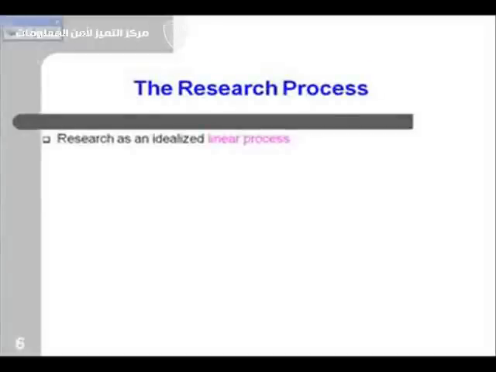And actually research is a linear process. If somebody has a question, then maybe you can raise your hand and I can explain it again, okay?